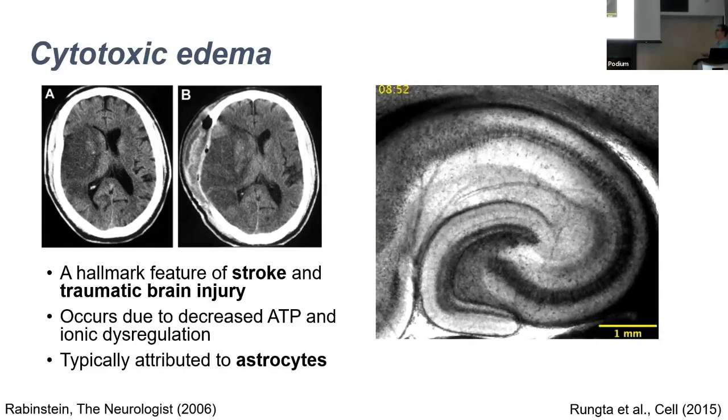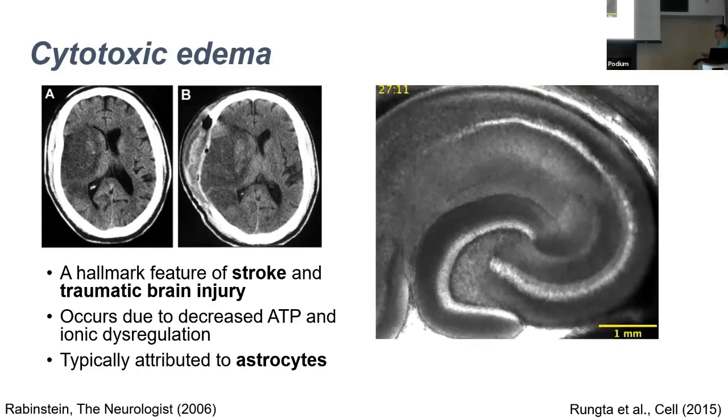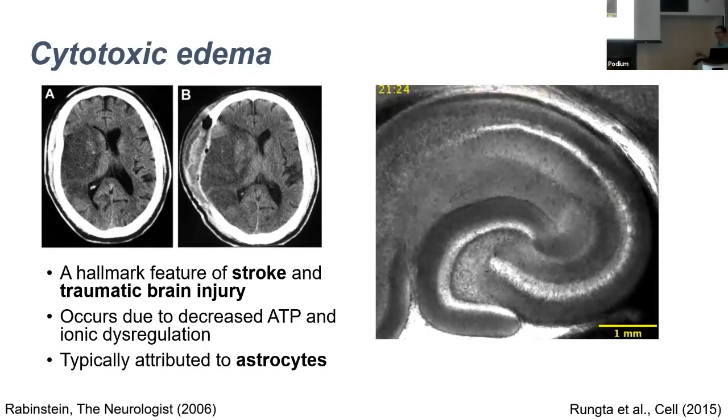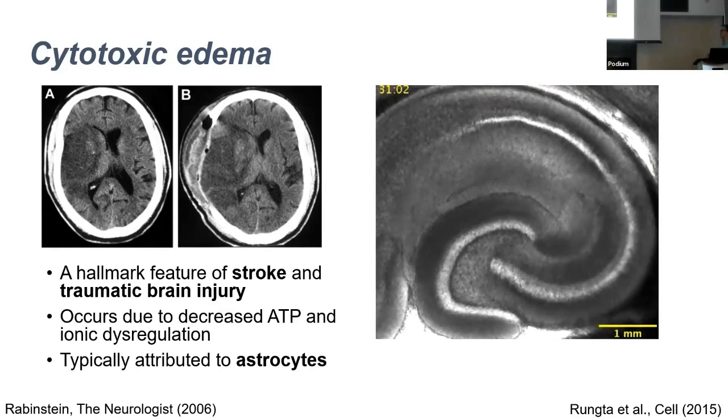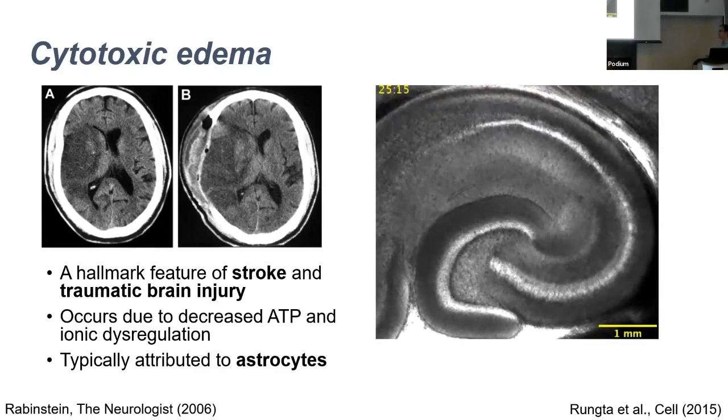And so it occurs as a consequence of energy perturbations and dysregulation in ionic gradients. And it's typically attributed to astrocytes. Astrocytes, as Brian mentioned, are the most abundant cells in the brain. And they have aquaporins, or water channels, that allow water to pass freely across their membranes.